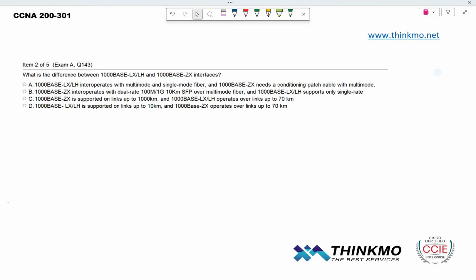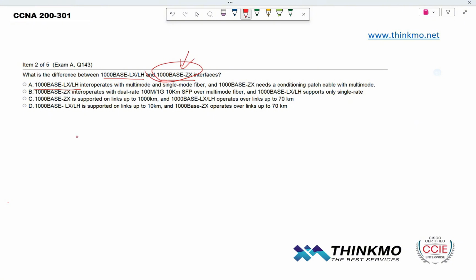It asks specifically, what exactly is the difference between these two types of optical interfaces? The first choice, choice A, states that this type of interface can interoperate with both multi-mode and single mode fibers. When using this type of interface on multi-mode fiber, it does not require adjusting the patch cord. This is particularly beneficial in environments where multi-mode fiber is prevalent, as it ensures seamless connectivity and optimal performance.